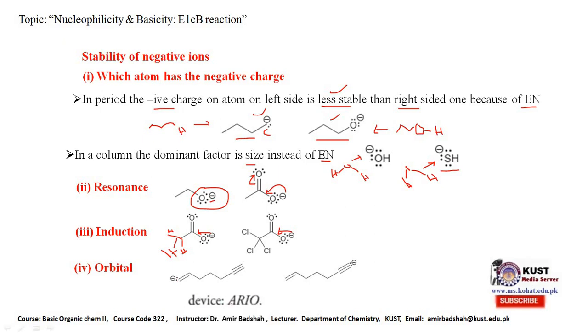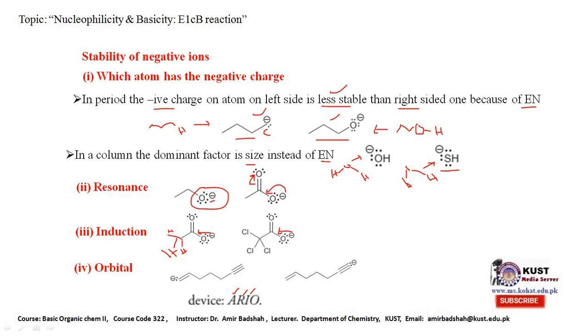And this is the device that we will use. First we look at the atom. If the negative charge is present on a more electronegative atom, then that will be the more stable one. If the atoms are the same, then we will look at the resonance, and if in both cases there is resonance too, then we will look at the induction. The species with the negative charge that has induction will be the more stable.